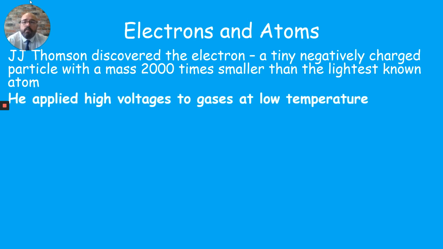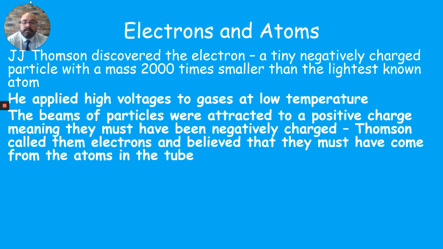The way he found this out was by applying high voltages to gases which were at a low temperature in a tube. And he found that a beam of particles was produced, and that was attracted to a positively charged plate. Now, if you think back to the atomic structure and charged particles, we know that there are positive protons and negative electrons. What these beams of particles suggested, because they were being attracted to a positively charged plate, is that they must have been negatively charged because opposites attract. Thomson called them electrons, and he said they came from the atoms in the tube.